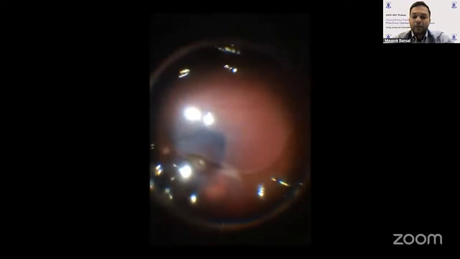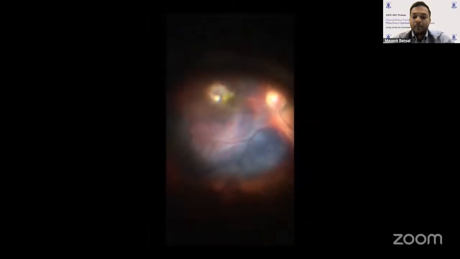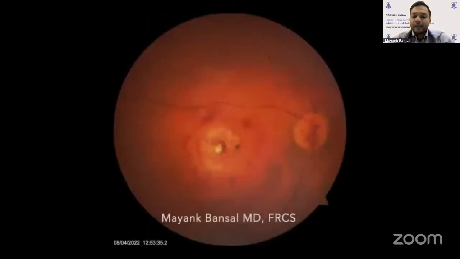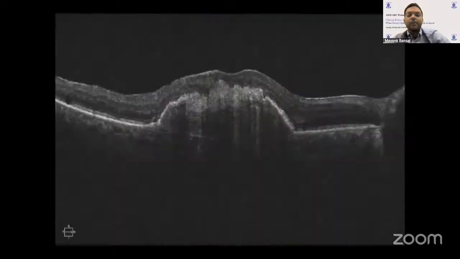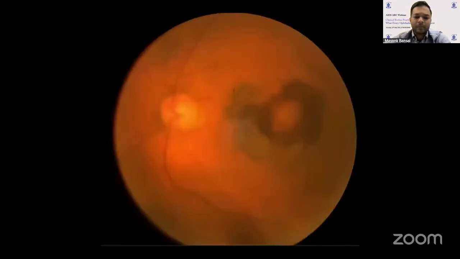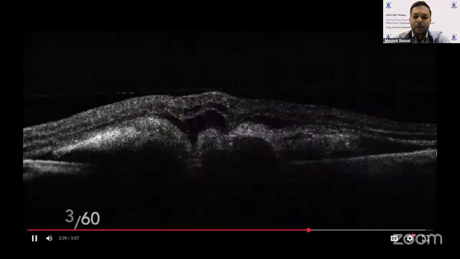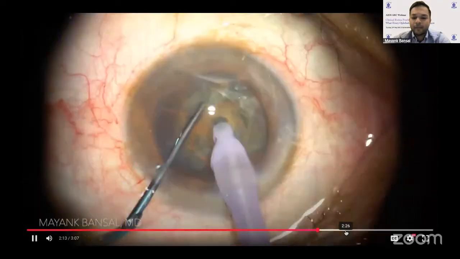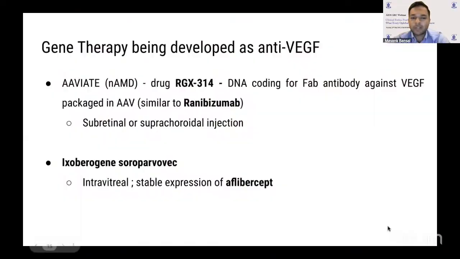And another smaller bleed that we saw in another patient, wherein the vision was 3/60 to begin with, and improved eventually. Very similar surgery, so I'll skip through all of it.